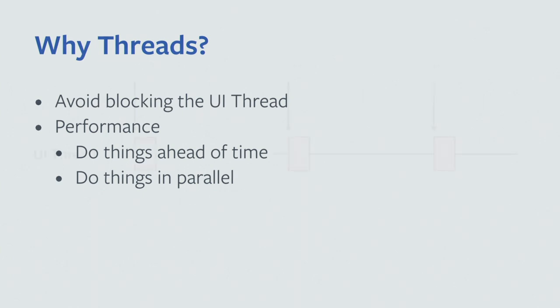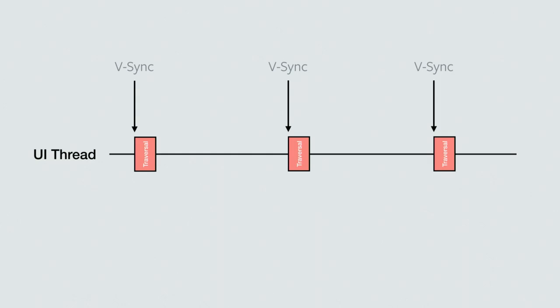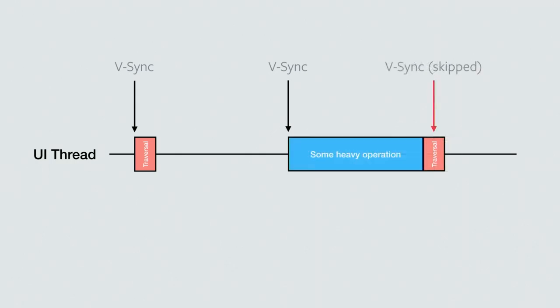So I'm going to show a diagram that many of you are probably familiar with, which is the UI thread on an Android device where you get a vsync every 16 milliseconds. And if you decide to do some heavy work somewhere in there, then you can miss one of these vsyncs. You miss drawing a frame. You end up skipping a frame, which makes your app feel janky.